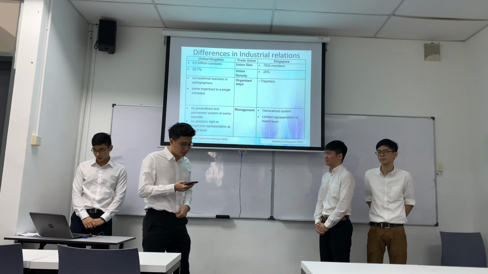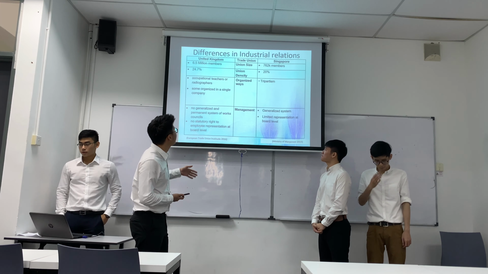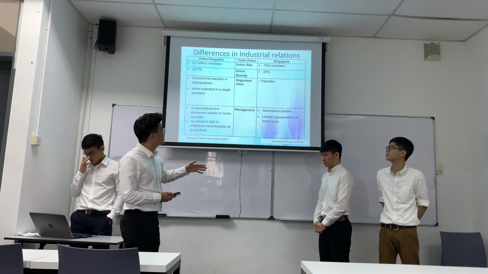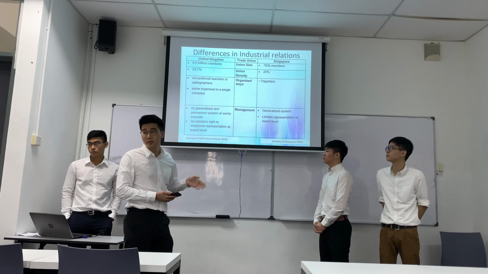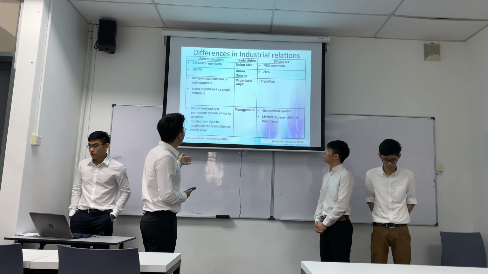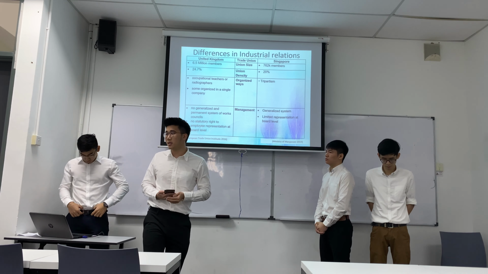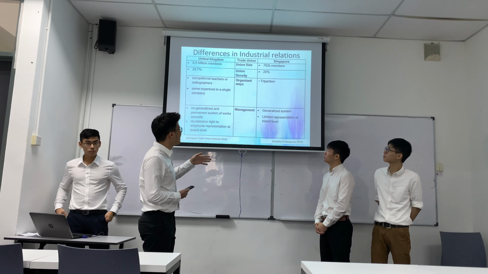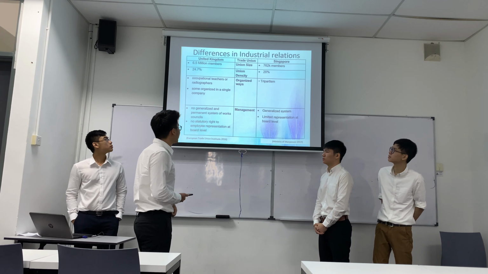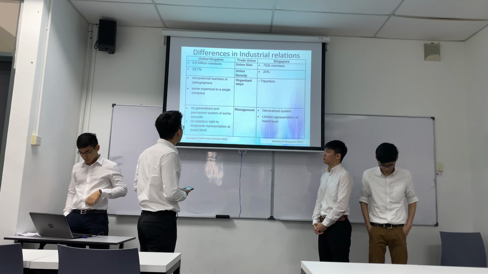Okay, so the first one I'm going to talk about is the differences in industrial relation. The first one is trade union. In the United Kingdom, their union size is 6.5 million members, and Singapore is 762k members. Actually, to be honest, for the size of United Kingdom, since their population is around 66 million and Singapore is around 7 million, the union size is not much of a difference between both of them. Therefore, the union density for Singapore is 20% and the union density for United Kingdom is 24.7%.